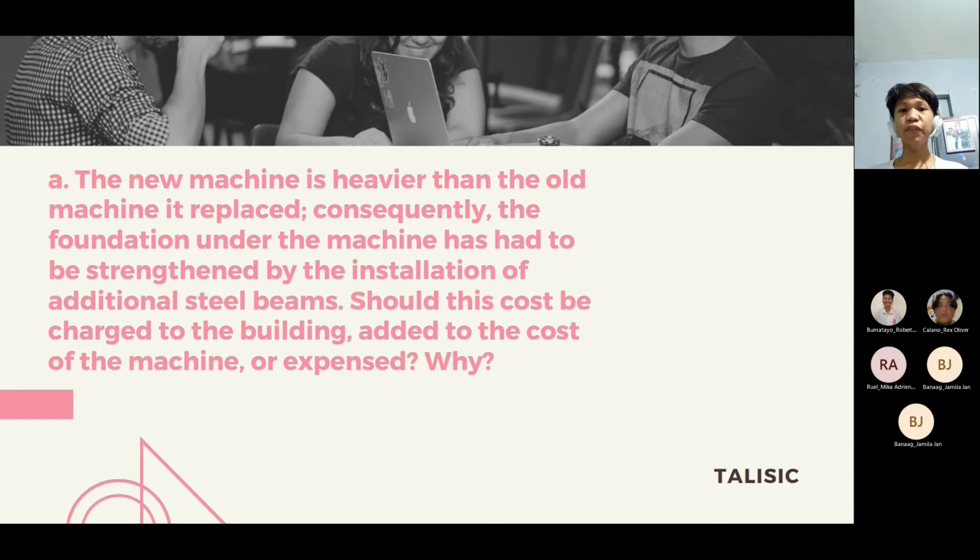We think that the installation of additional steel beams should be considered as installation expenses. The new machine itself does not come in a package with the steel beams, so they are two different expenses. First is the replacement of the old machine, and second is the installation expense of the steel beams, which is why it can be considered as an added cost of the machine, because the price of the machine is separate from the cost of strengthening the foundation under the machine, and they should not be paid as one expense. They can also charge their building because they are not the ones who provided and manufactured the machine.